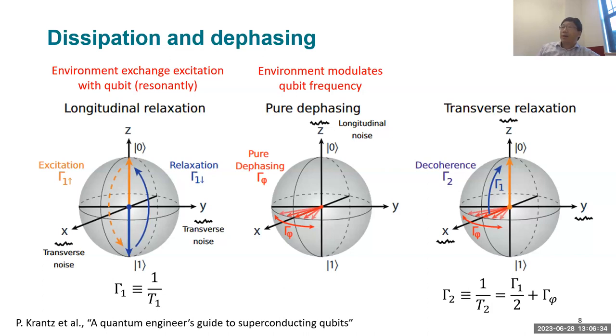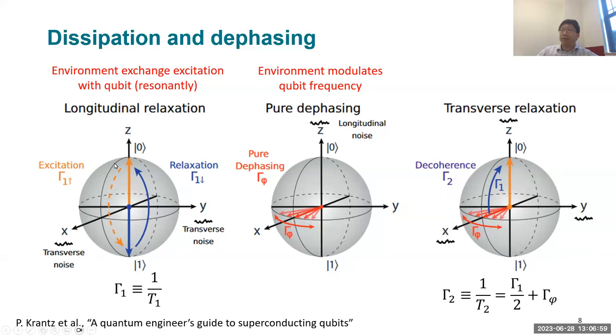I'd like to start by making a distinction between these two different things that we're going to discuss. One is called dissipation and one is called dephasing. Dissipation is also known as energy relaxation. These two things are quite different and analyzed differently. So dissipation is also known as longitudinal relaxation.